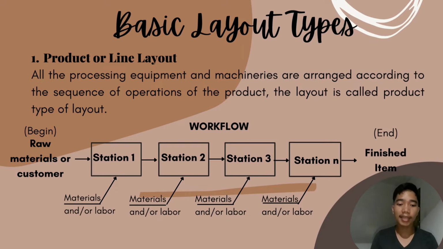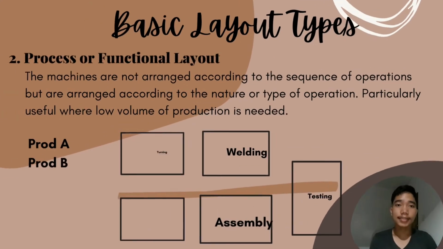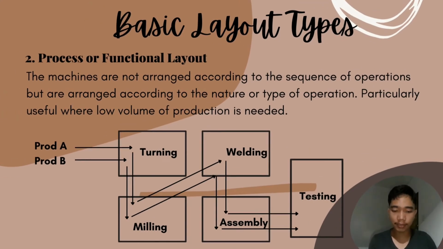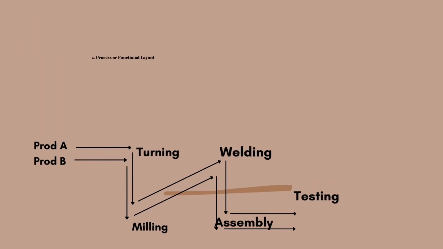First, product or line layout. All the processing equipment and machineries are arranged according to the sequence of operations of the product. The layout is called product type of layout. Second, process or functional layout. The machines are not arranged according to the sequence of operations, but are arranged according to the nature or type of operation, particularly useful where low volume of production is needed, commonly suitable for non-repetitive jobs.